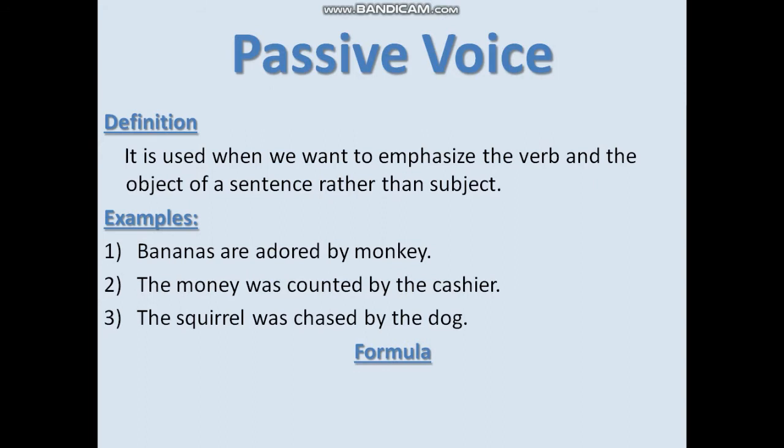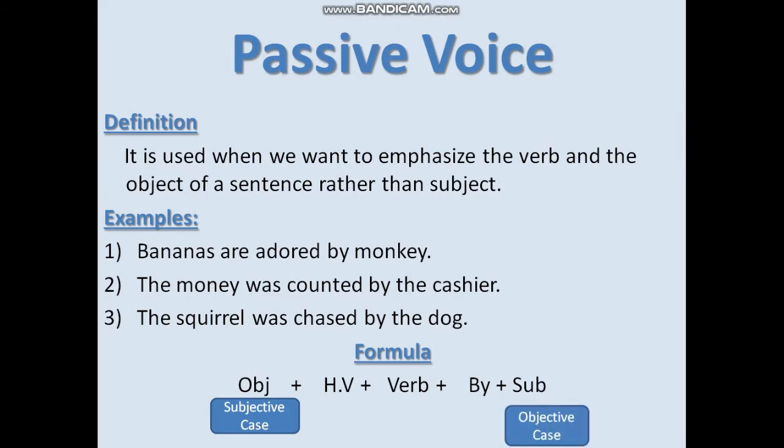So here we can see the formula of passive voice. We always use the object first, then we use the helping verb, then the verb's third form. Okay, and before using the subject we always use the preposition by. And when we put the object first we use its subjective case, and in the last we use the subject in passive voice. But when we use the subject, we use its objective case if we have any personal pronoun.